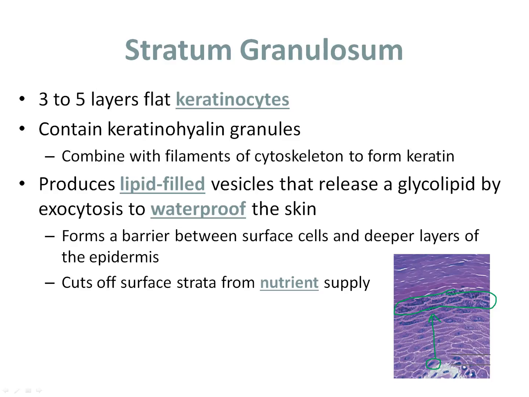So between the keratin and this glycolipid, we form a waterproof barrier between the surface cells and the deeper layers of the skin. This cuts off the surface cells from the nutrient supply. So these cells down here are getting nutrients, but these cells here cut off the nutrient supply. So these cells up here are all dead cells. You notice the lack of nuclei.